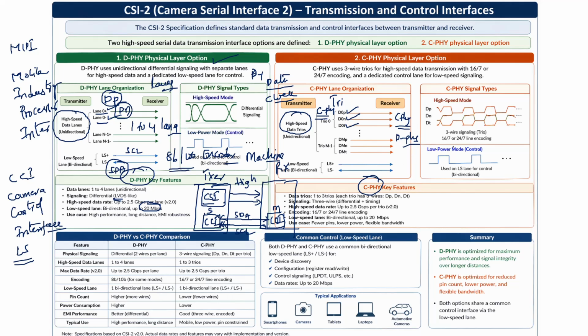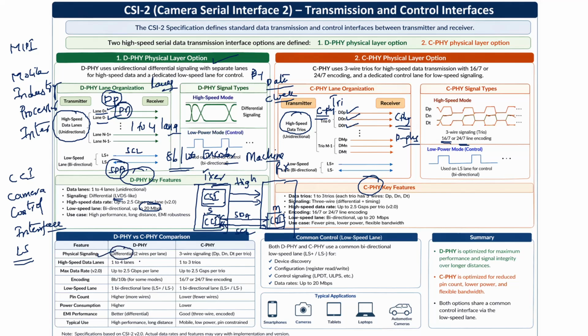Here the encoding will happen between the data, that is, the 16 by 7 or 24 by 7 line encoding techniques we are using. Okay, so that is the basic difference between the D-PHY lane and C-PHY lane. The same will be written here. What is the physical signaling?